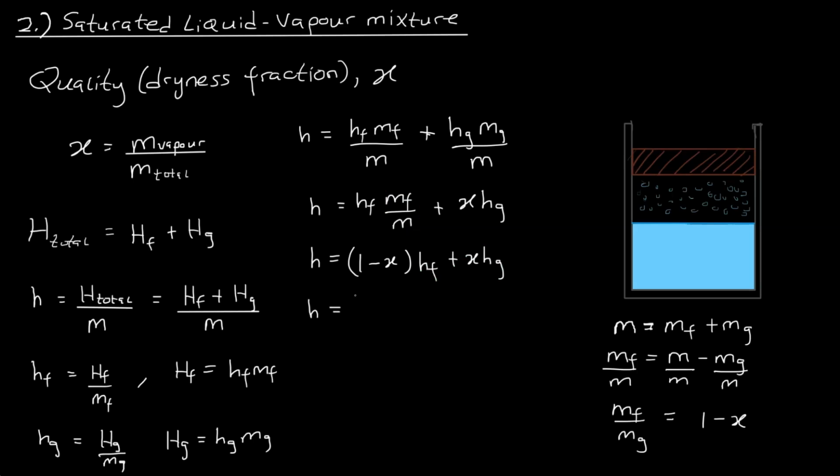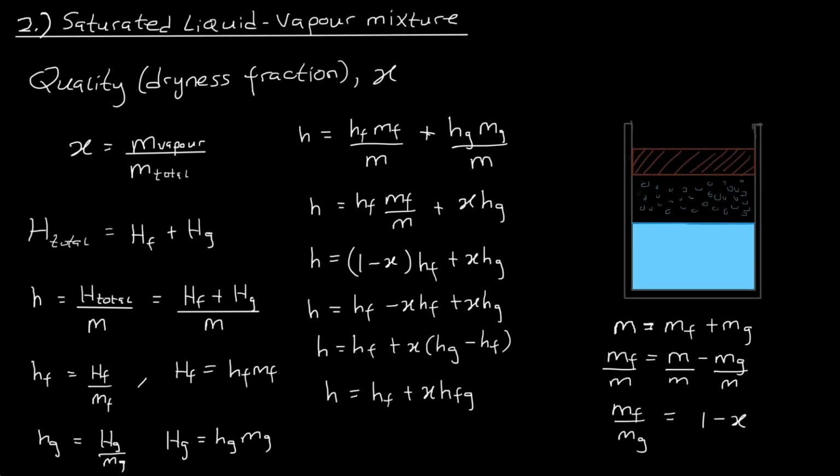Expanding this, we have h equals hf minus x hf plus x hg, which gives us h equals hf plus x times hg minus hf. Remember that we can use the subscript fg to denote the difference between the saturated vapor and saturated liquid states. So h equals hf plus x hfg. This difference, hfg, can also be readily obtained from steam tables. Now, we've eliminated the need to know the total mass or the total enthalpies of the liquid and vapor constituents in order to find the average specific enthalpy of our mixture. All we need to know is the dryness fraction and the saturation temperature or saturation pressure of our mixture.